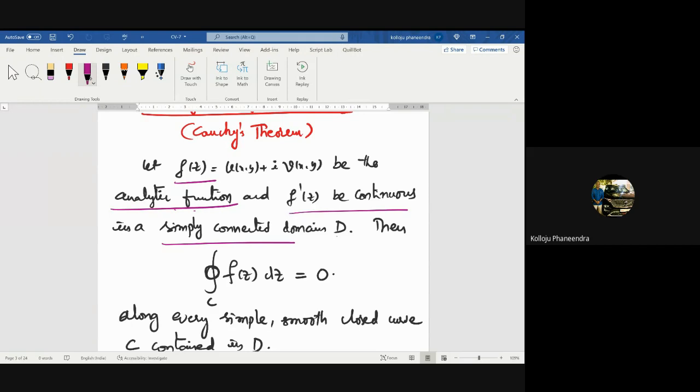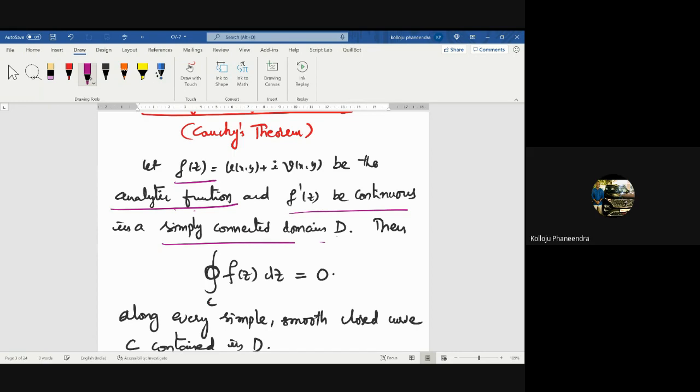And what are the necessary and sufficient conditions? Cauchy-Riemann equations. If f of z is analytic, Cauchy-Riemann equations are satisfied. Okay, and the converse is what? If Cauchy-Riemann equations are satisfied and all the first order partial derivatives are continuous, then f of z is analytic. Okay, now f of z is analytic function in a simply connected domain D. Then what is this one?